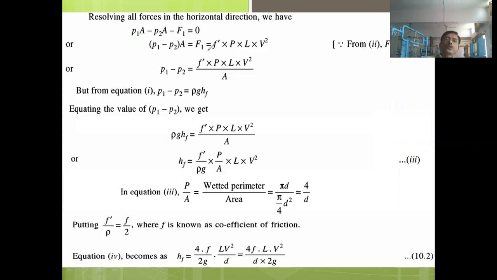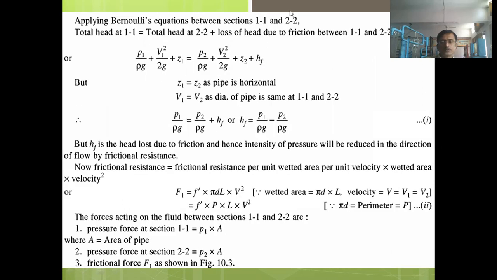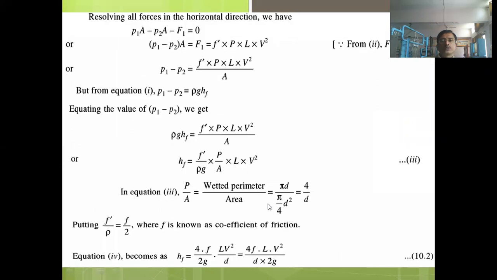And what is this F1? F1 is nothing but it is F dash P into L into V square. Okay, हे कुठून आलं तर मागच्या इक्वेशन वरती आपण पाहिलं होतं स्लाइड वरती, या ठिकाणी you can see F1 is equal to F dash P L V square. So instead of F1 we have put it there like this. Then take this area to the right hand side, you will get P1 minus P2 is equal to F dash P L V square upon A. This equation you will get.